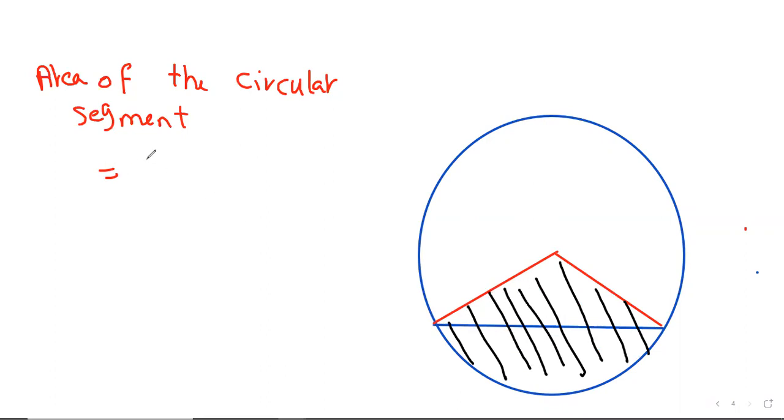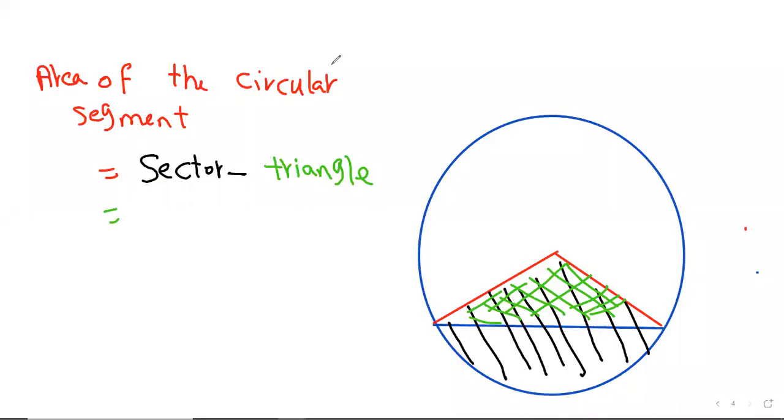So it will be the area of the sector minus the area of the triangle, which is colored in green. So it will be equal to the area of the sector minus the area of the triangle. The area of the sector, from the previous lesson, is half theta radian multiplied by r squared. And we deduced that the area of the triangle is half the product of two adjacent sides. Here we have radius and radius.